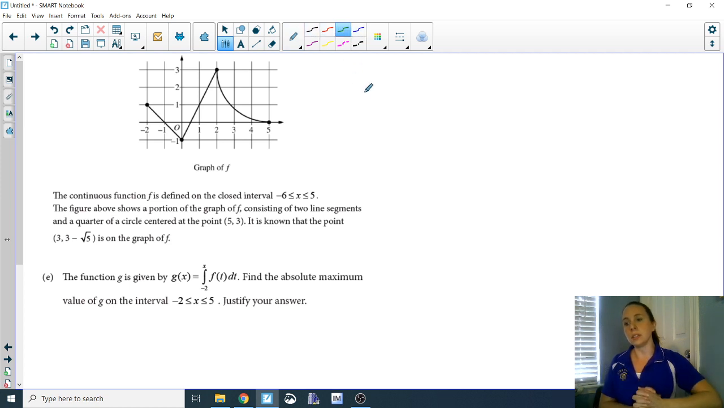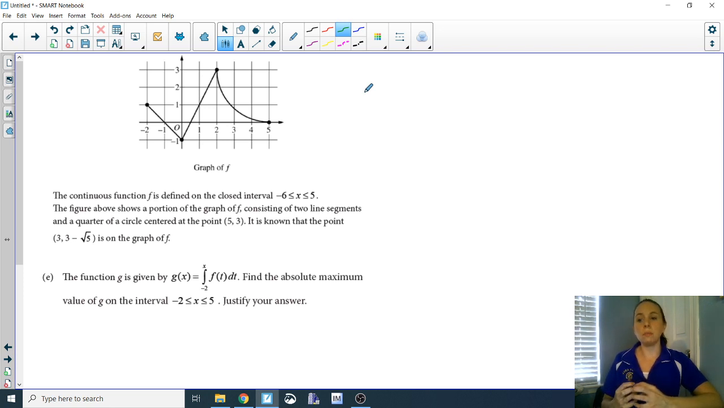All right, really important stuff right here. I feel like you're going to see something like this. The first thing that I need you to know is that if you have a continuous function on a closed interval, then you are dealing with the extreme value theorem. The extreme value theorem says you must be able to find an absolute max and an absolute min over that interval given. So we will be finding an absolute max.